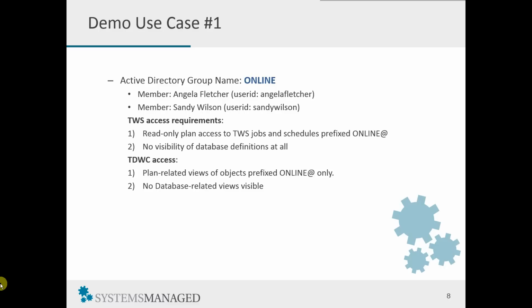So what that means is they can only see jobs in the commands or the TWC that are in the plan. They're not allowed to see anything that's in the database. So they can't see job definitions or schedules or event rules, anything like that. But the jobs and schedules that they see in the plan must be prefixed online. They're not allowed to see anything else. If there's 1,000 jobs on the system and there's only 10 jobs that are prefixed online, this group of users will only see jobs prefixed online.